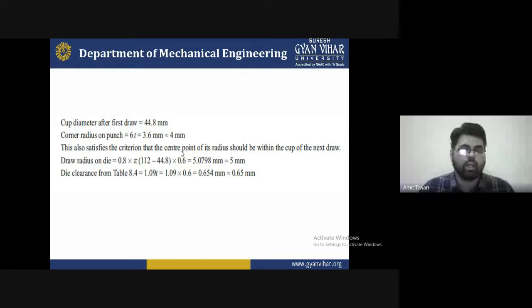Then from the die clearance table, we can find the value, which is 1.09 T.